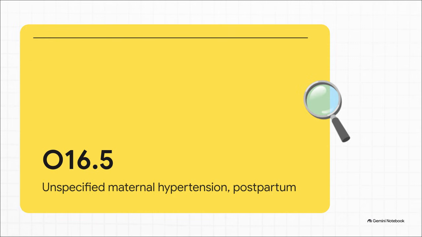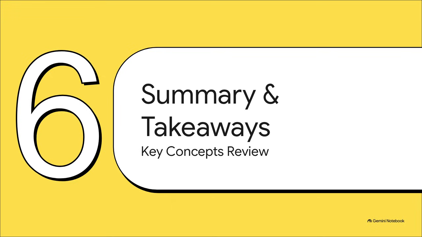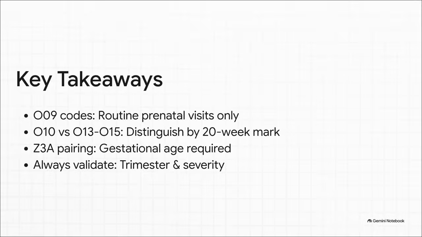Which brings us to Section 6. Let's wrap up with our summary and key takeaways. Here are the core rules you'll want to keep printed next to your monitor. Number 1. O09 codes have a very strict limitation. They are for routine prenatal visits only, no acute stuff. Number 2. Always distinguish O10 from the O13 through O15 block by strictly looking for that 20-week onset mark.